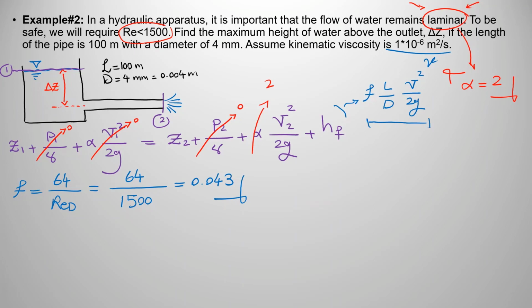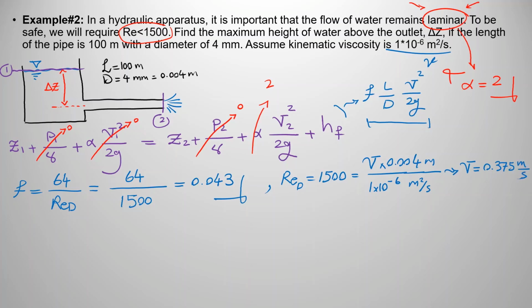However, we don't have the value of velocity, but that's not a big deal because we have the Reynolds number. Reynolds number, which is equal to 1,500, is equal to velocity times diameter that I'm going to replace over here, 0.004 meters, divided by kinematic viscosity, 1 times 10 to the power negative 6 meters squared divided by second. As a result of this, velocity would be equal to 0.375 meters per second. Cool. Now we have velocity. We can calculate HF.